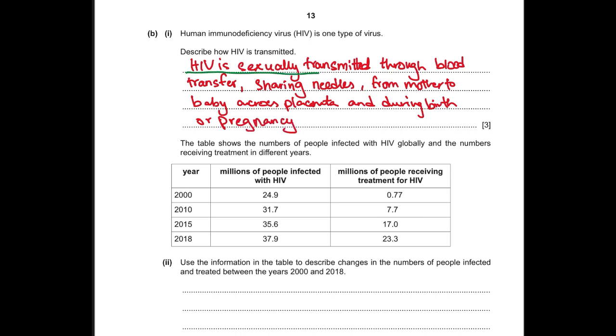So 1 mark is for telling that it is sexually transmitted, 1 mark is for telling that it is transferred through blood, sharing needle, and mother to baby across placenta is a mark, and during birth or pregnancy is a mark. A total of 5 points, but you can write any 3.